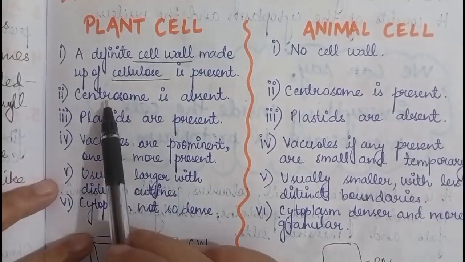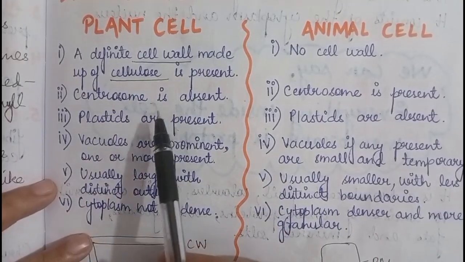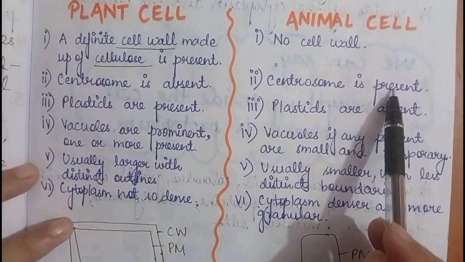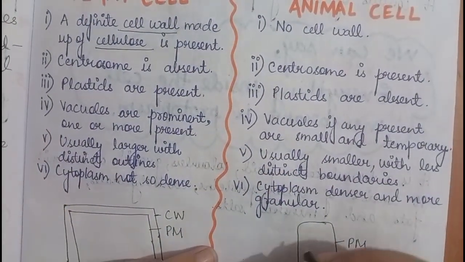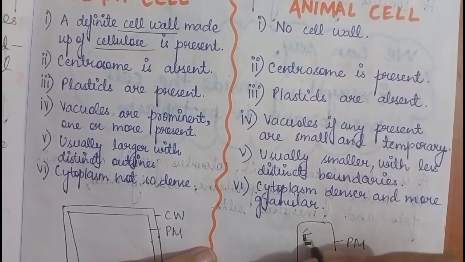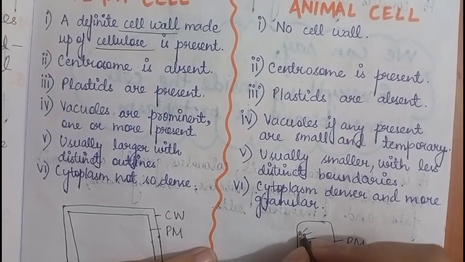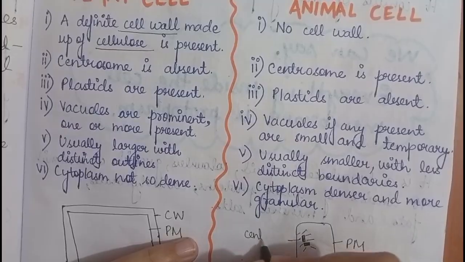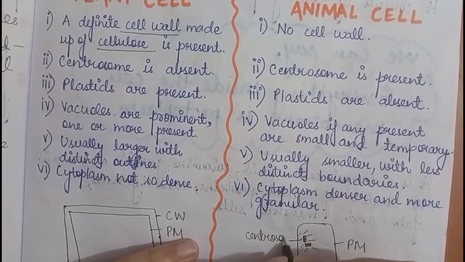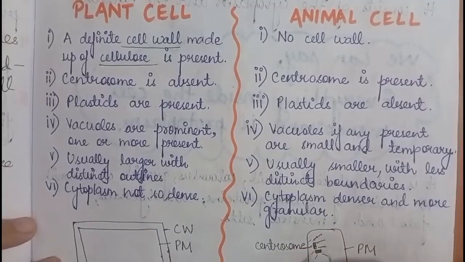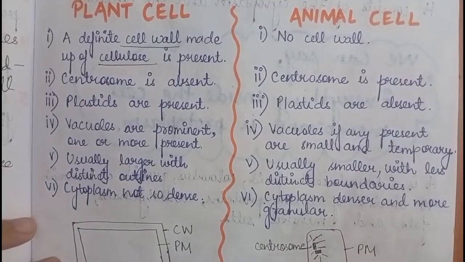Now next point, centrosome is absent in plant. Centrosome is responsible for cell division in animal cell, so it is present in animal cell. The centrosome consists of two centrioles and aster rays. This is a centrosome.